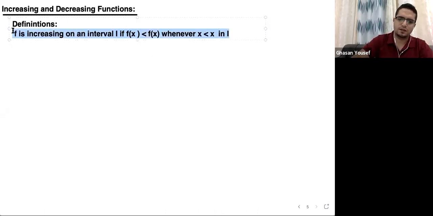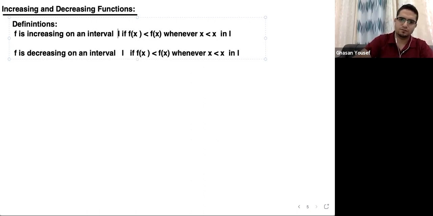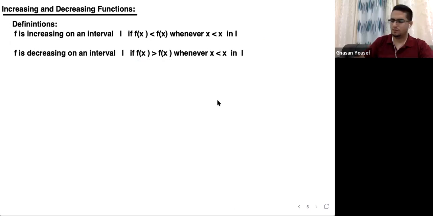Now for decreasing, the same thing. f is decreasing on an interval I if f of x1 is greater than f of x2 whenever x1 is less than x2 in the interval I. Okay, this is I, the interval I.